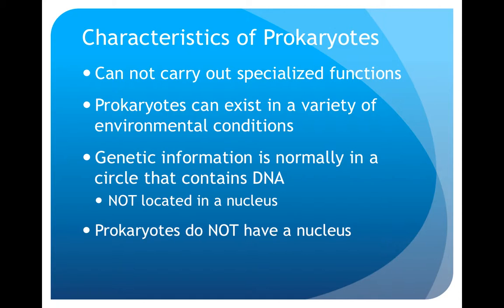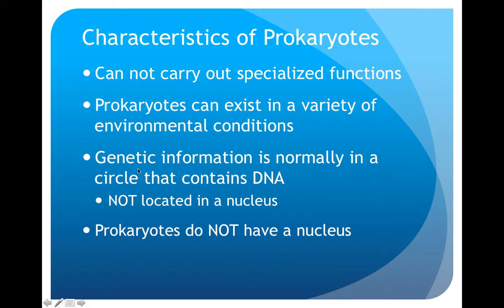So, characteristics of these prokaryotic cells, they cannot carry out specialized functions. Since they are so simple, they cannot be specialized. Prokaryotic cells can exist in a variety of environmental conditions. Genetic information is normally in a circle that contains DNA, and it is not located in a nucleus. Prokaryotic cells do not have a nucleus. I think I've said they don't have a nucleus now about 5 times. Pretty important to remember.